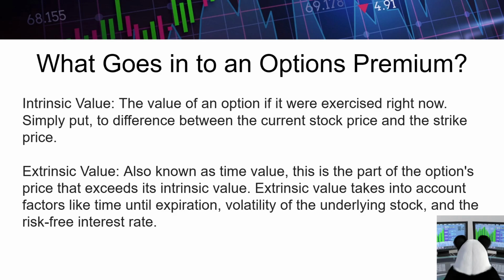The extrinsic value is a little more complicated and is associated a little more with the what if. It is known as the time value of the premium. It takes into account factors like time until expiration, volatility of the underlying stock, and the risk-free interest rate. Essentially, it represents the premium paid for the possibility that the option's value may increase before expiration due to favorable changes in the price of the underlying asset. As the expiration date approaches, the extrinsic value typically decreases, a phenomenon known as time decay.